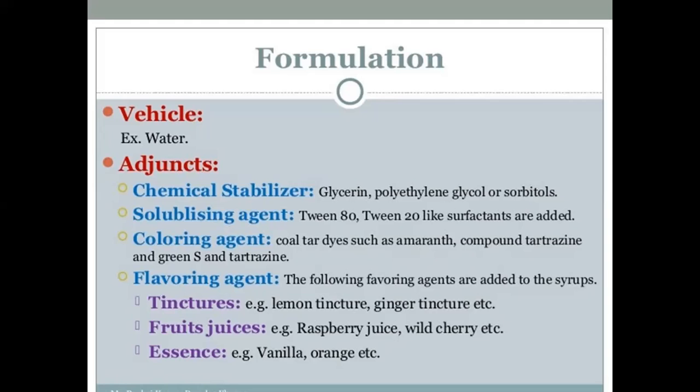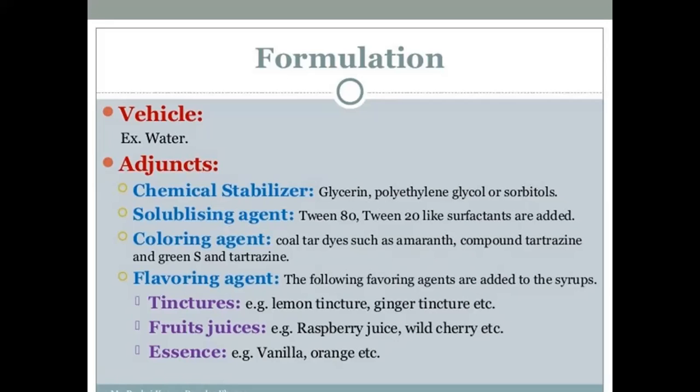So crystallization is a process by which a solid is formed, where atoms or molecules are highly organized into a structure such as a crystal. So the agents added to prevent the crystallization of sucrose in the syrup are known as chemical stabilizers.